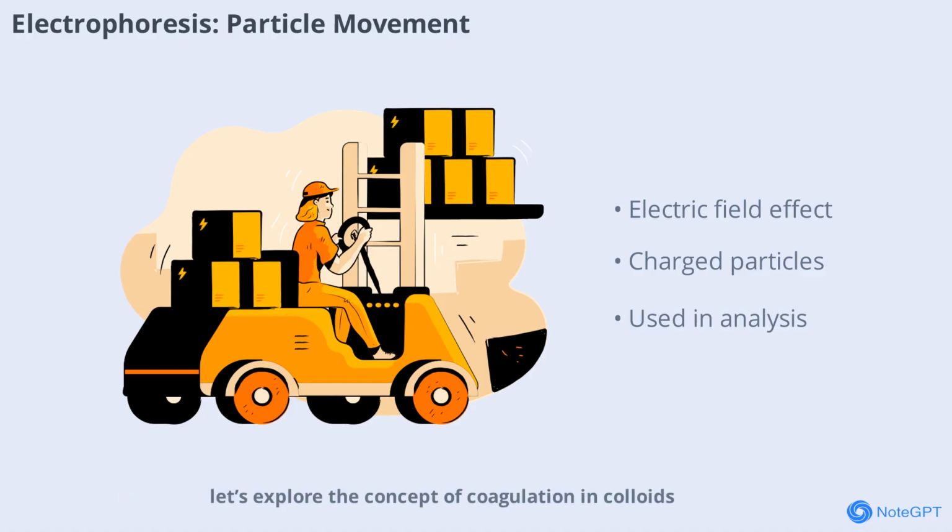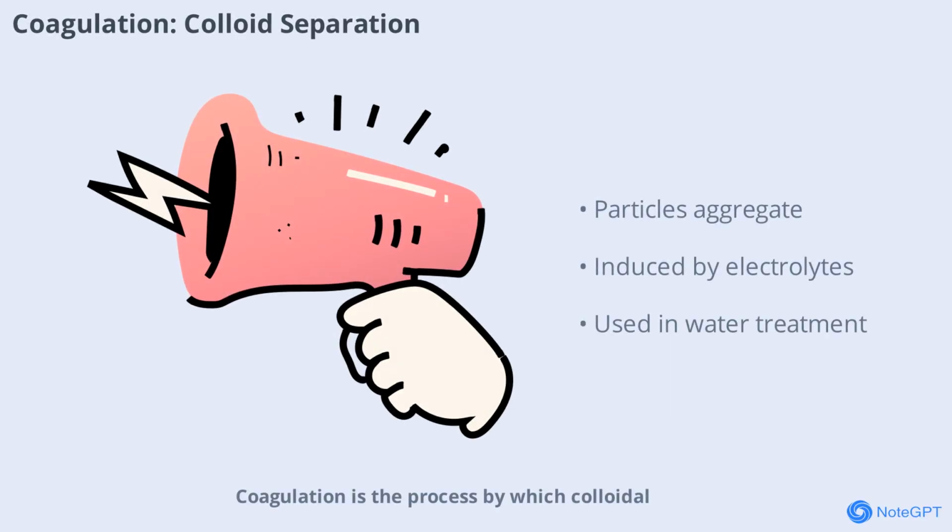Next, let's explore the concept of coagulation in colloid. Coagulation is the process by which colloidal particles aggregate and separate from the dispersion medium. This can occur naturally or be induced by adding electrolytes, changing temperature, or applying mechanical force. Coagulation is important in water treatment, where impurities are removed by causing colloidal particles to clump together and settle. Understanding coagulation helps us control and utilize colloids in various industries.